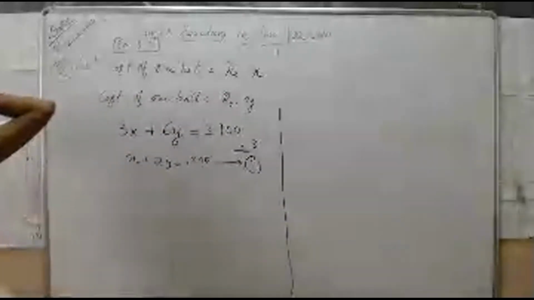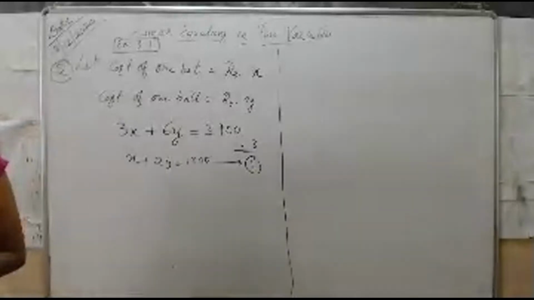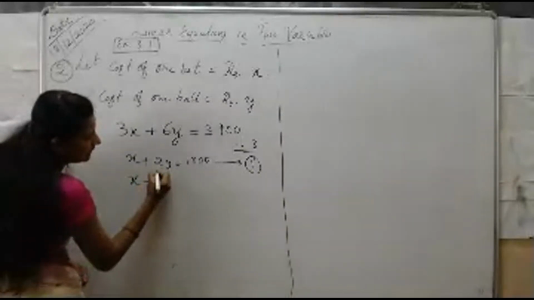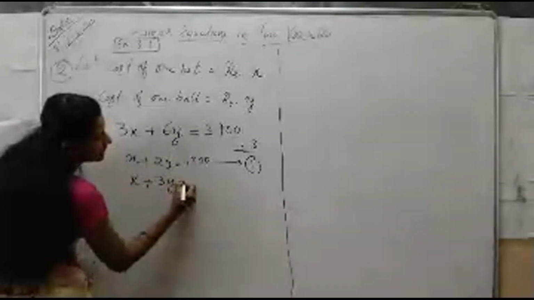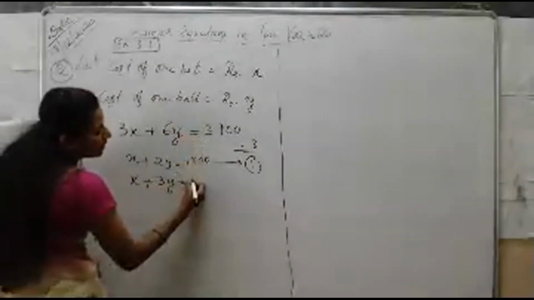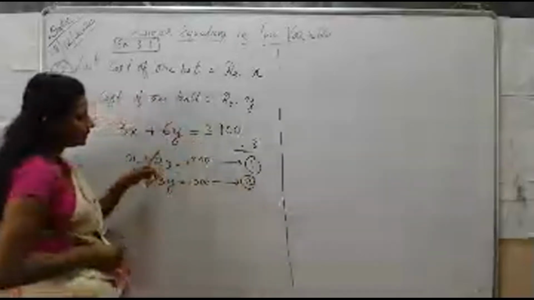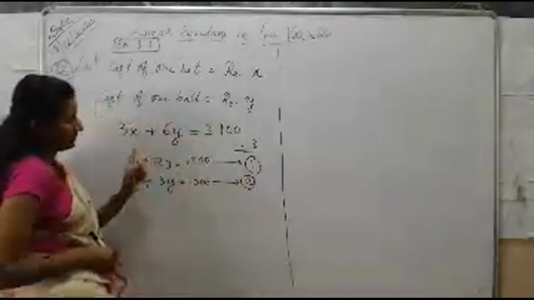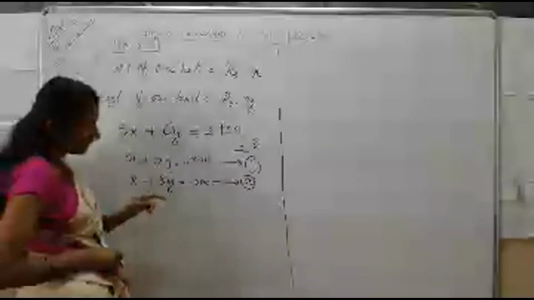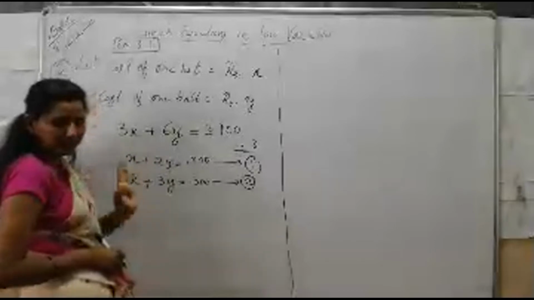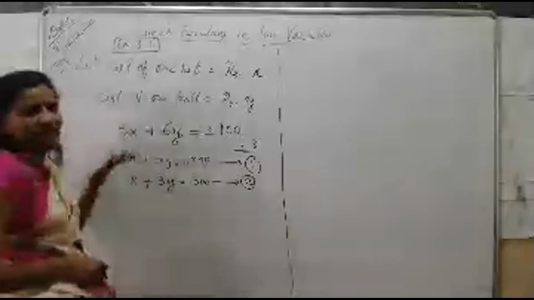Okay. Next. Again she buys one bat and 3 balls. One bat and 3 balls for how much rupees? 1,300 rupees. See, this is equation 2. These two are different with balls. Here they are buying 2 balls. Here they are buying 3 balls. Only difference is this. Remaining everything is the same. Now we have to solve as usual.